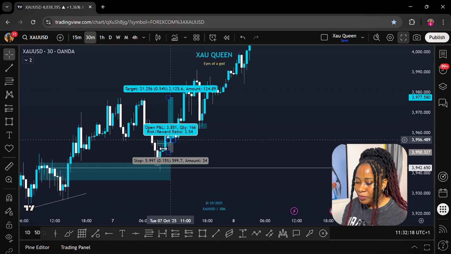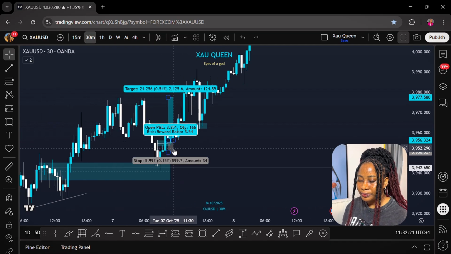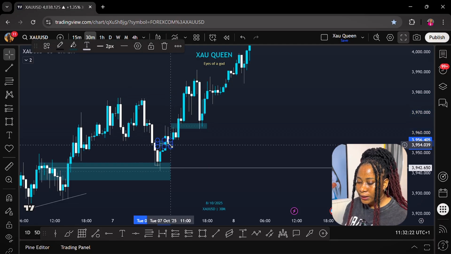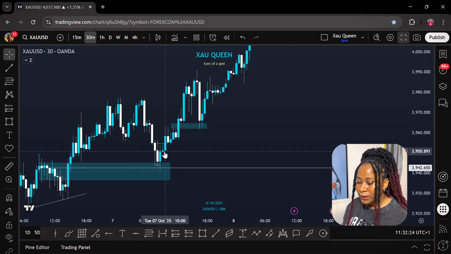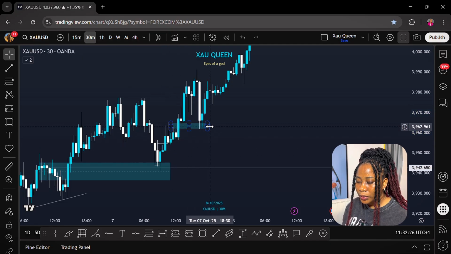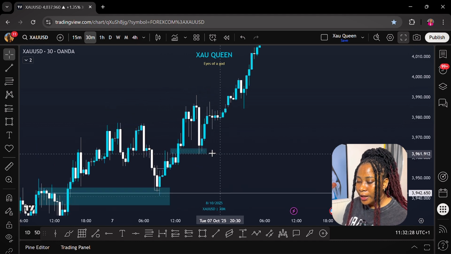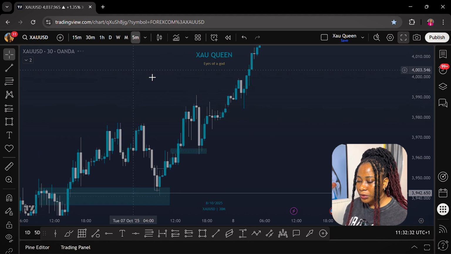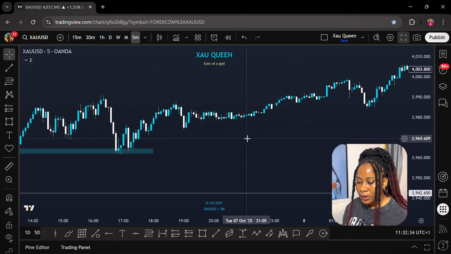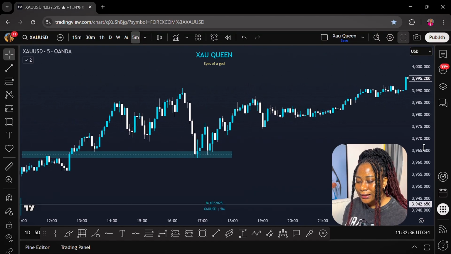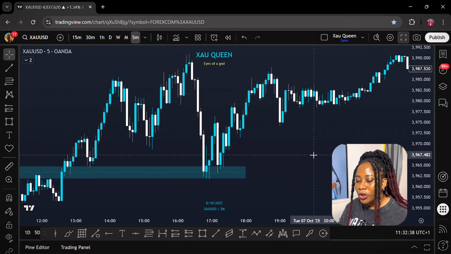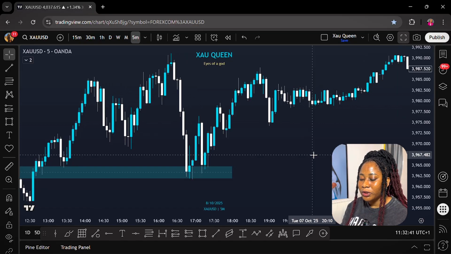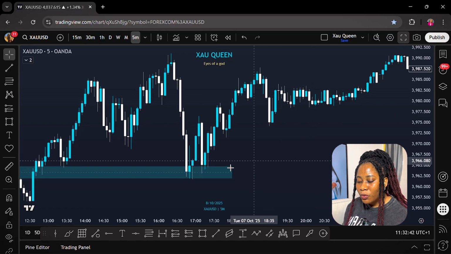I was practically waiting for price to take this guy out and then use the other block. But price did what it wants to do. So here, let's use the 5 minutes confirmation. Now, you can see here, price did not give us any confirmation entry. Why? There was no sweep.